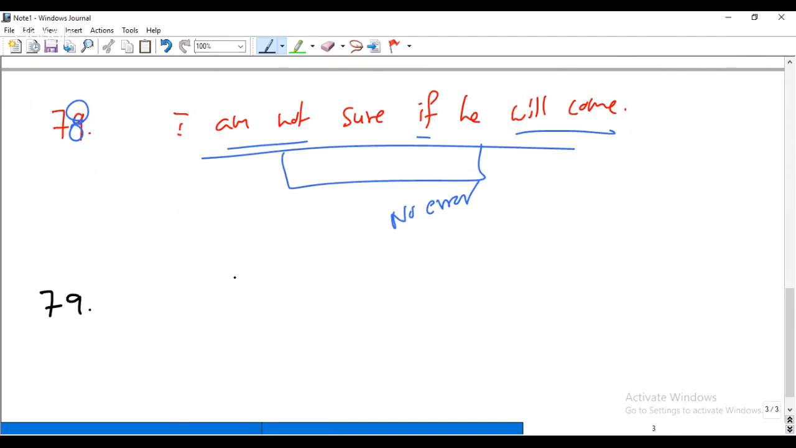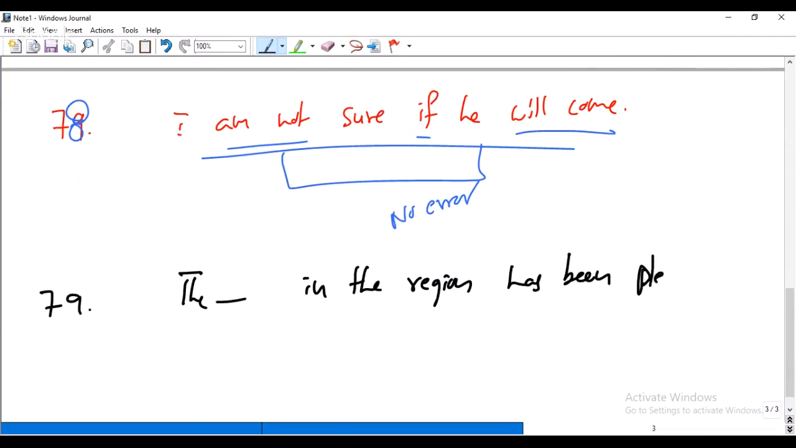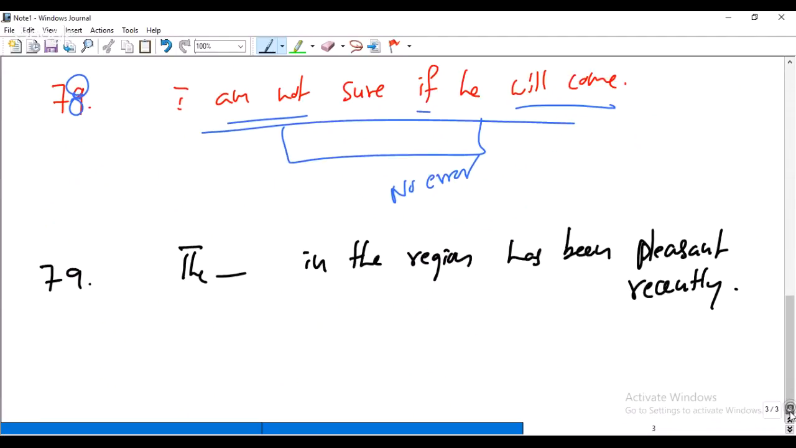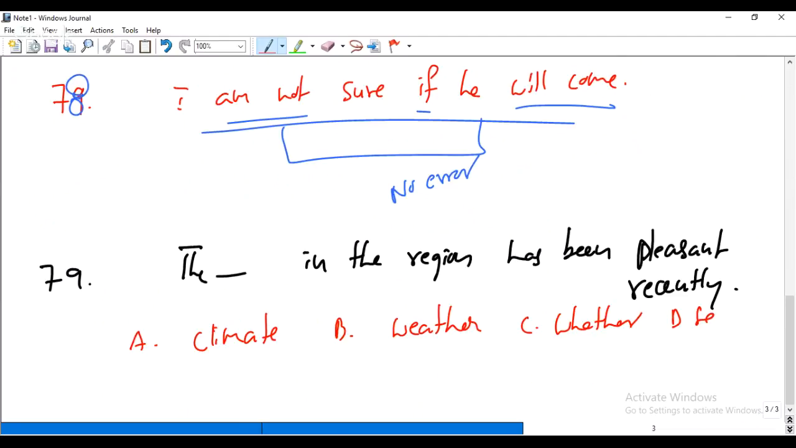So, choose the best alternative. The dash in the region has been pleasant recently. See, in the options we have got A. Climate, B. Weather, C. Weather, and D. Season. So basically, we don't use the season in the region has been pleasant recently. Even this weather is wrong. So either this or this should be taken.